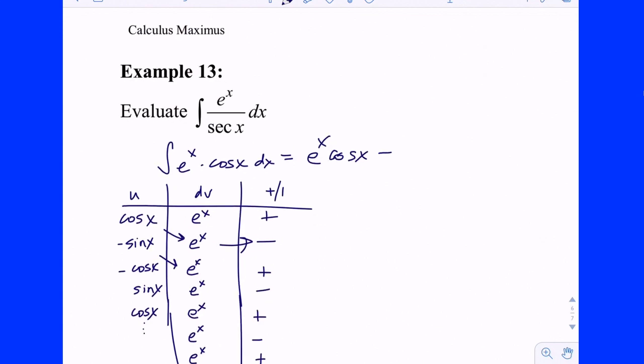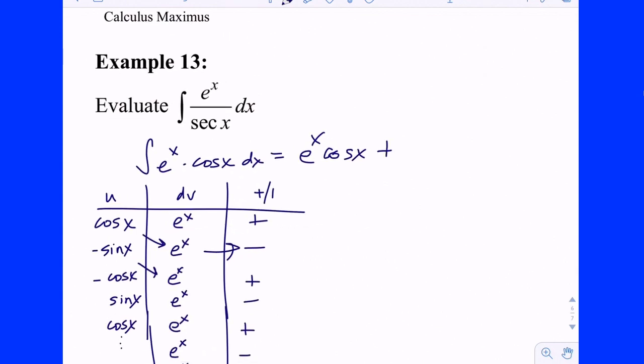It'll be e to the x times negative sine, which makes it positive e to the x sine of x. Come across, pick up the next sign, it's positive. We look to see if we can integrate the next one. Can we integrate negative cosine e to the x? No. But what do you notice about cosine e to the x?